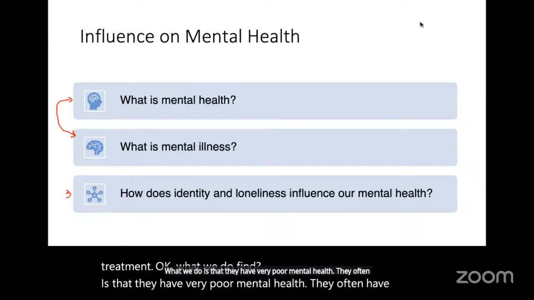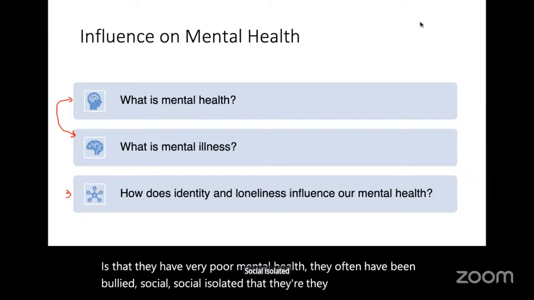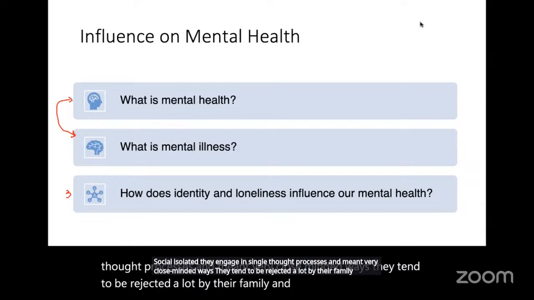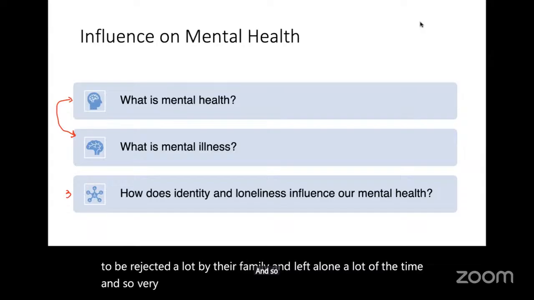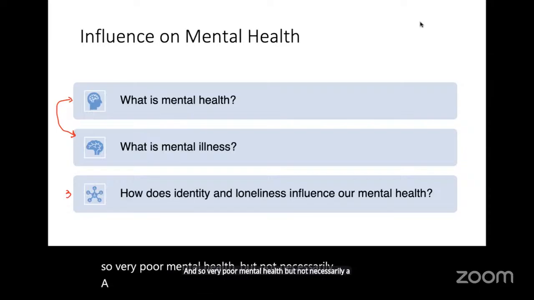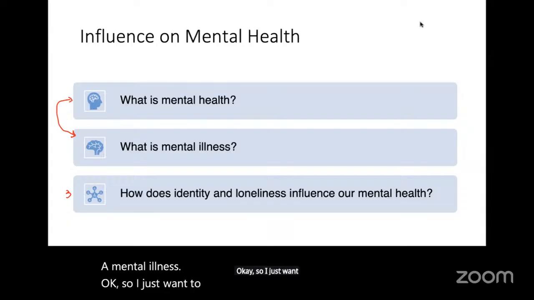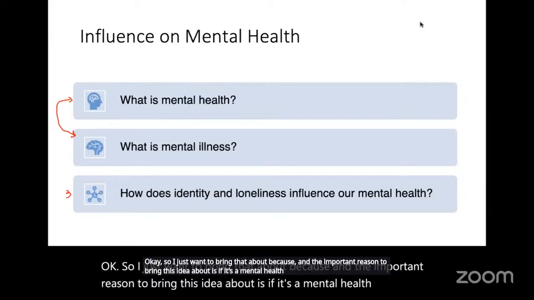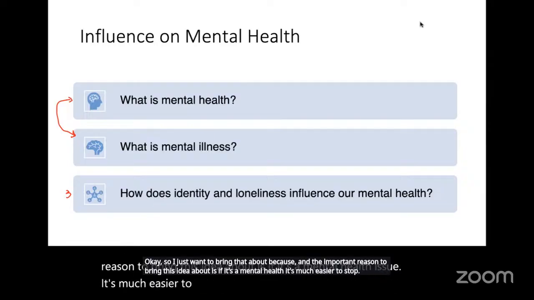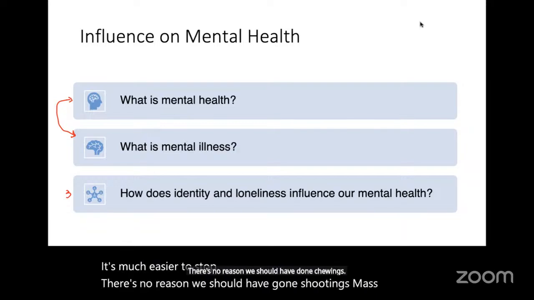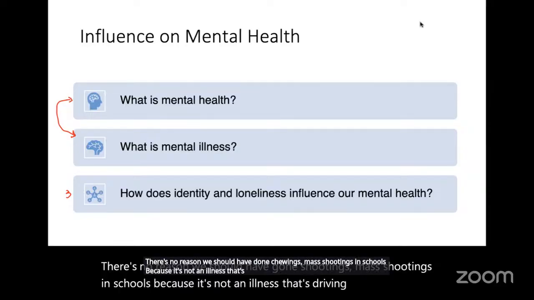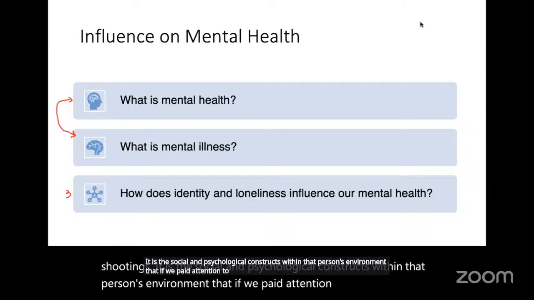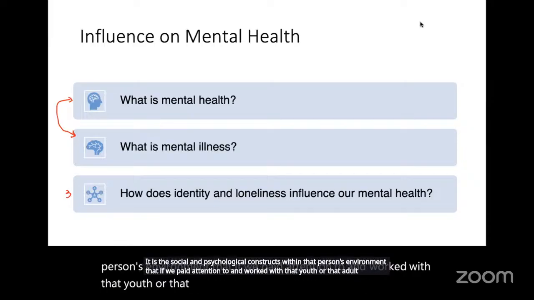Okay. What we do find is that they have very poor mental health. They often have been bullied, socially isolated, that they engage in single thought processes and very closed-minded ways. They tend to be rejected a lot by their family and left alone a lot of the time. And so very poor mental health, but not necessarily a mental illness. Okay. So I just want to bring that up because the important reason is, if it's a mental health issue, it's much easier to stop. There's no reason we should have mass shootings in schools, because it's not an illness that's driving those shootings. It is the social and psychological constructs within that person's environment that, if we paid attention to and worked with that youth or that adult, those things probably would have never happened.